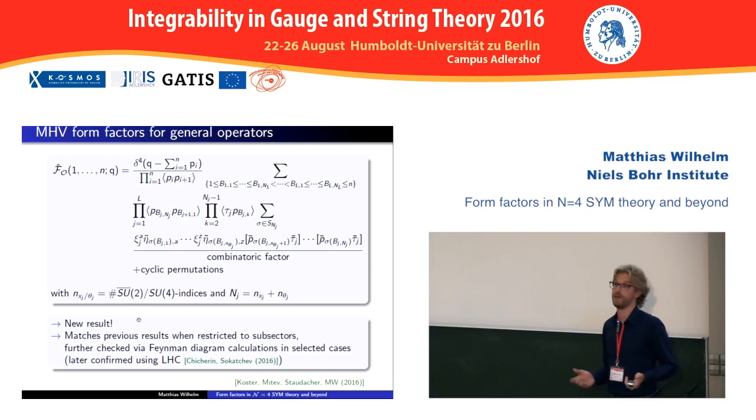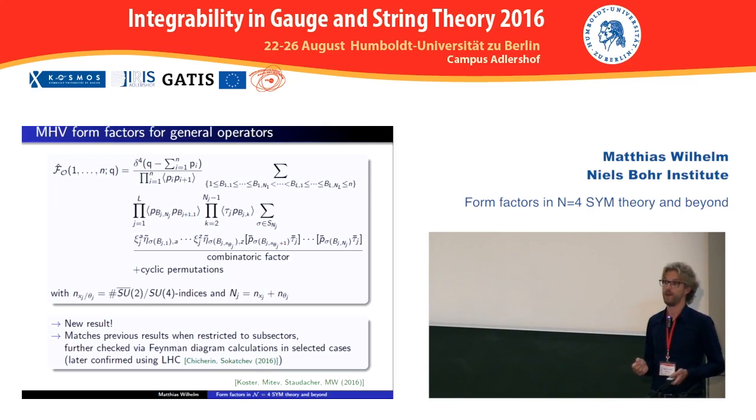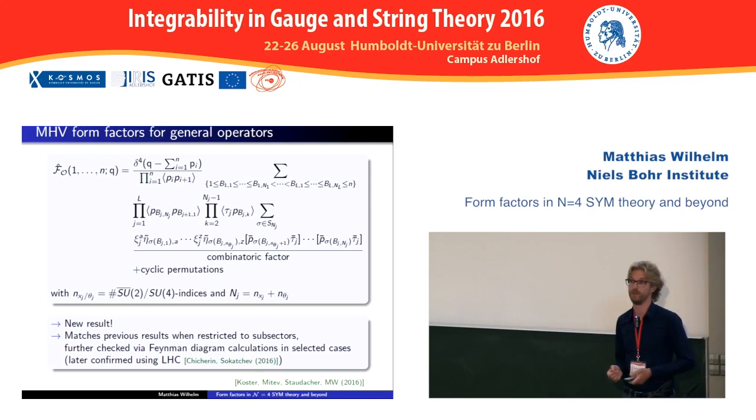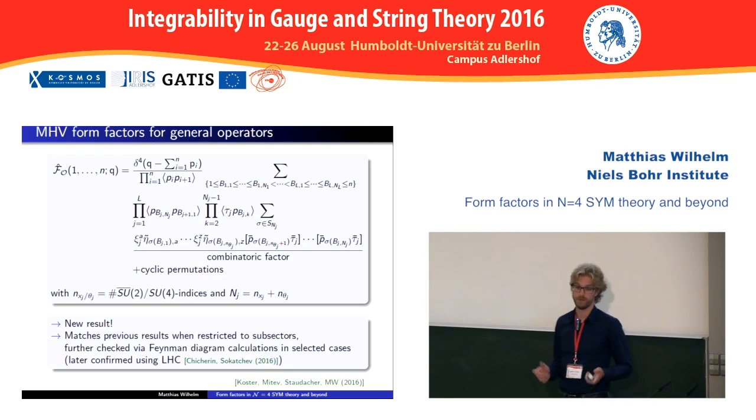Note that this result is new, but if we restrict ourselves to certain subsectors like the SL(2) or SU(2) sector, we find a match with the results previously available in the literature. Moreover, we've checked this in certain representative cases using Feynman diagrams. Later, our result was also confirmed using the Lorentz harmonic chiral superspace. That concludes what I wanted to say about tree-level form factors.